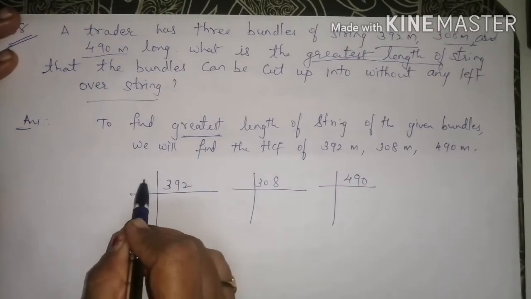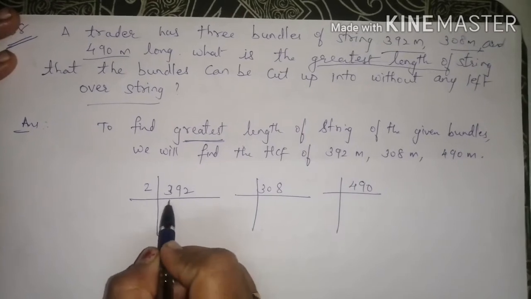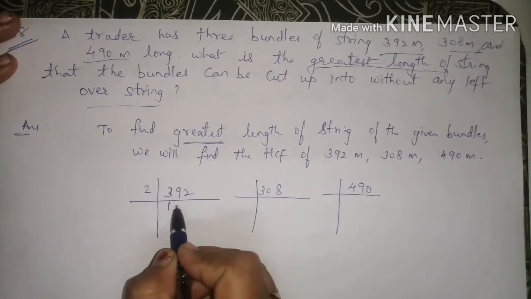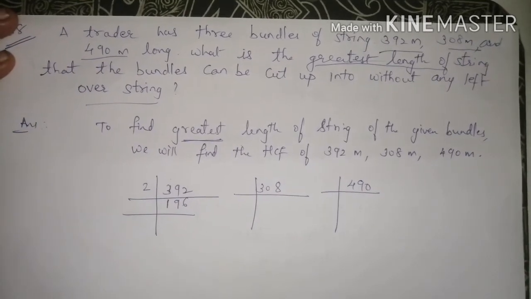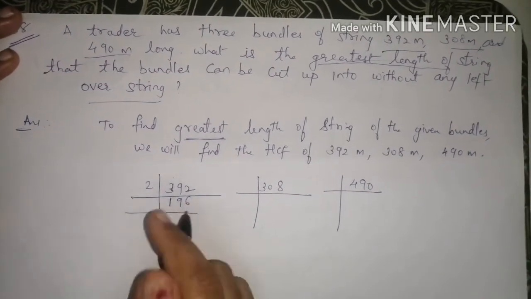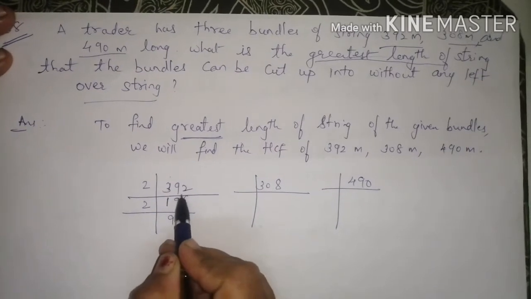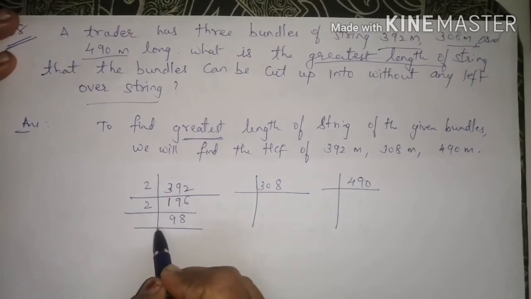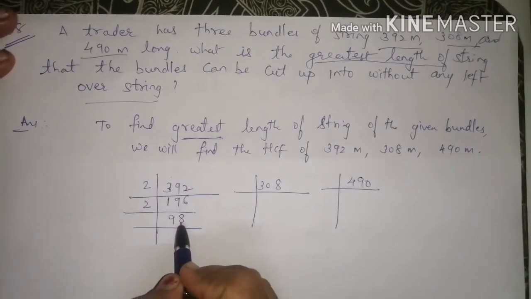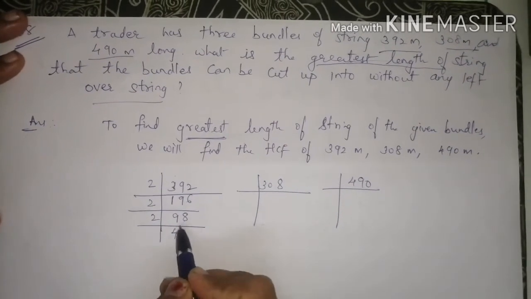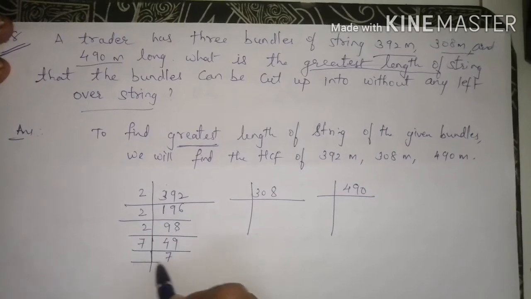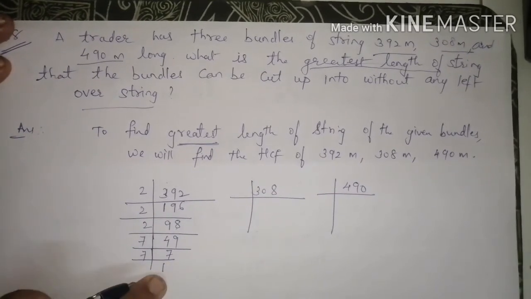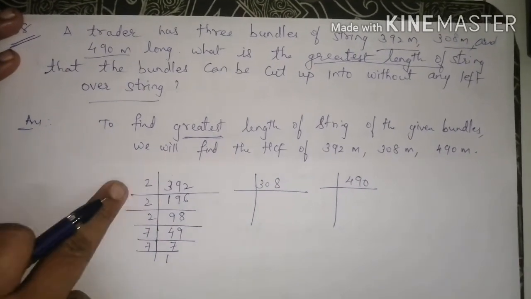The units place is 2, so it will divide by 2. 2 ones are 2, 1 remaining, it will be 19. 2 nines are 18, 1 remaining, 2 6s are 12. Again the units place is 6, it will get divided by 2. 2 nines are 18, 1, 2 8s are 16. Again it will go by 2 only because the units place is 8. 2 4s are 8, 1, 2 9s are 18. 49 goes in 7's table. 7 7s are 49, 7 1s are 7. 1 came here, stop it. So these are the factors of 392.